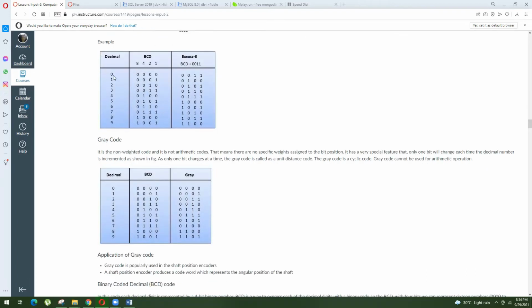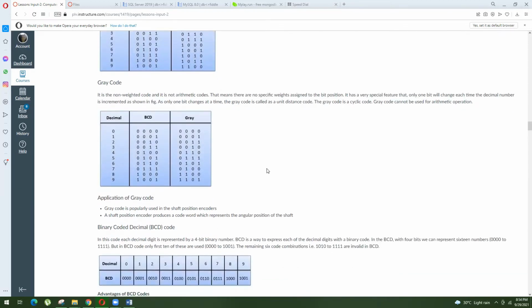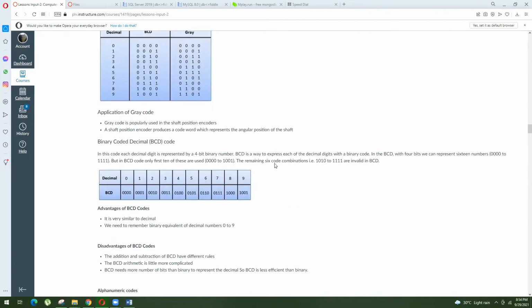Basically, convert decimal into its BCD equivalent, and then in order to obtain XS3, you add 0011 to the BCD. Gray code. Gray code is an unweighted code, and it is not an arithmetic code, which means there are no specific weights assigned to the bit positions. It has a very special feature that only one bit changes each time the decimal number is incremented, as shown in this figure. As only one bit changes at a time, the Gray code is called a cyclic distance code. It is a cyclic code and cannot be used for arithmetic computation.